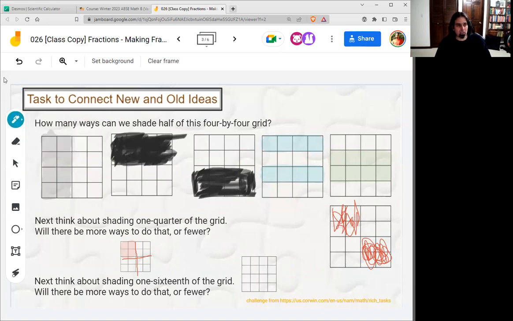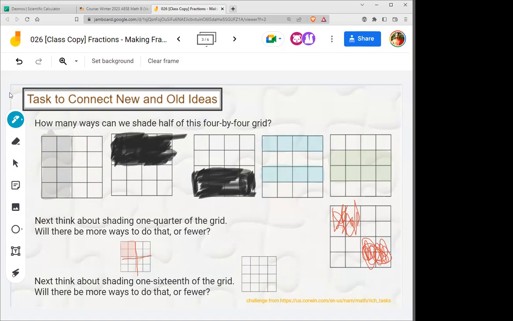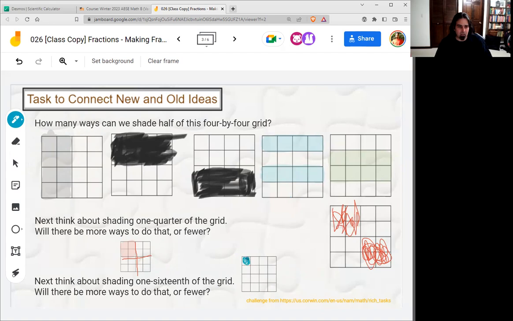What would a 16th look like? Would it just be one? It would just be one of the 16 boxes. Everyone happy with that? Yep.